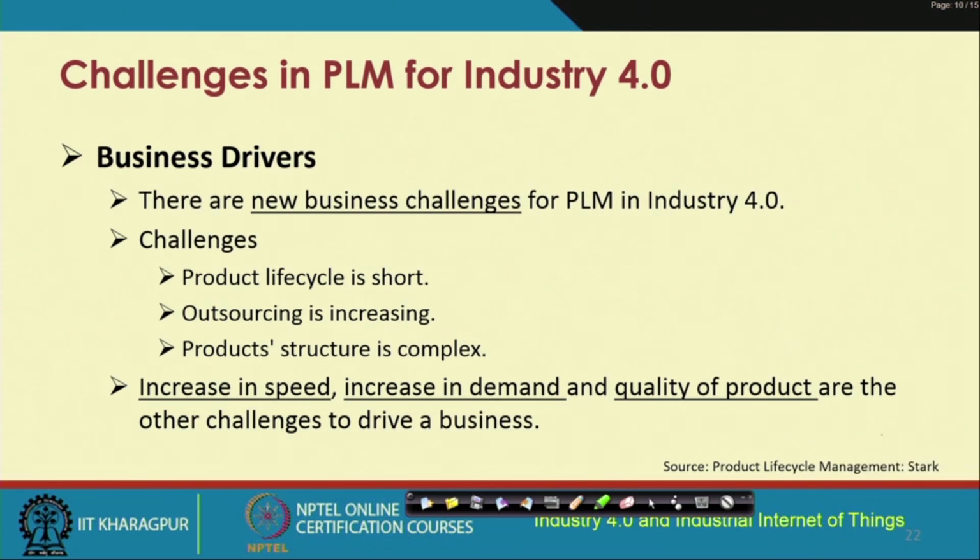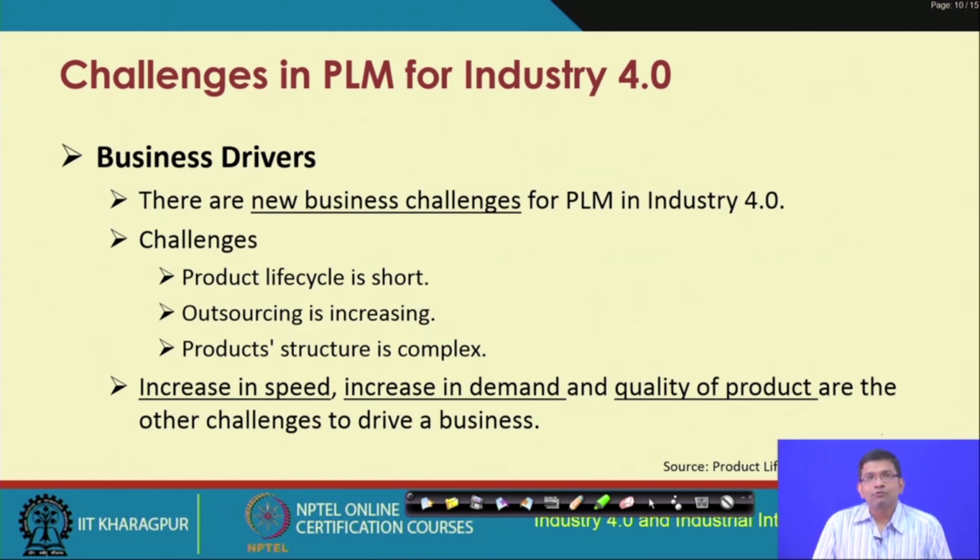Business drivers: there are many new business challenges. If you have to adopt PLM to comply with the objectives of Industry 4.0, there are different business challenges, such as reduced or shortened product life cycles, increased outsourcing in new products in the context of Industry 4.0, and the product's structure has become complex. So, think about IIoT systems and CPS systems in Industry 4.0. We are talking about small sensor enabled devices and small actuator enabled devices. The way these IoT systems are developed follows a different kind of product life cycle.